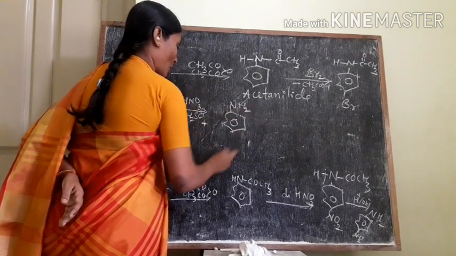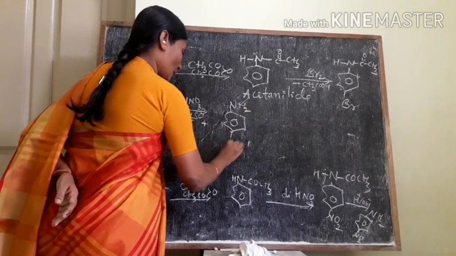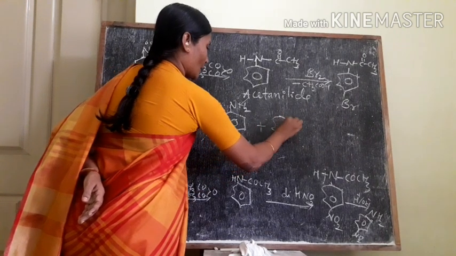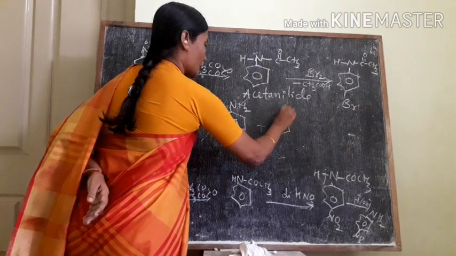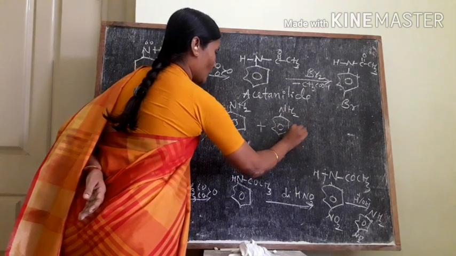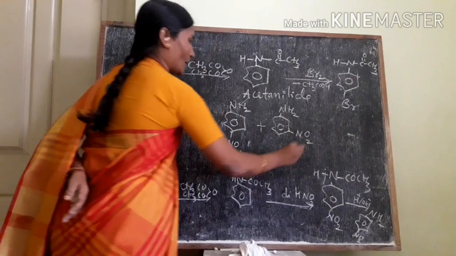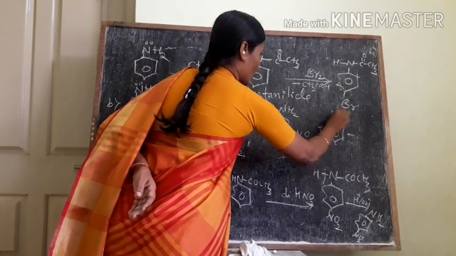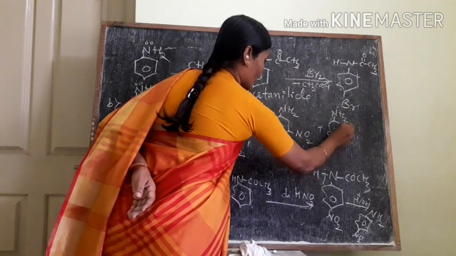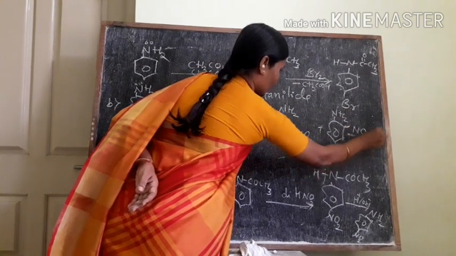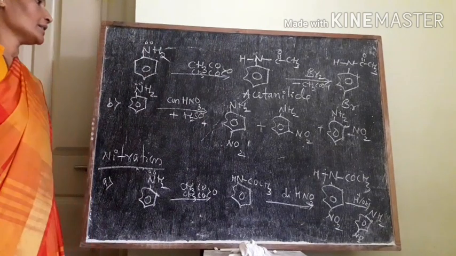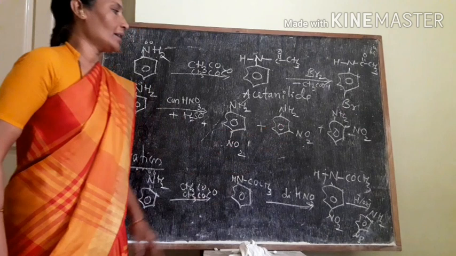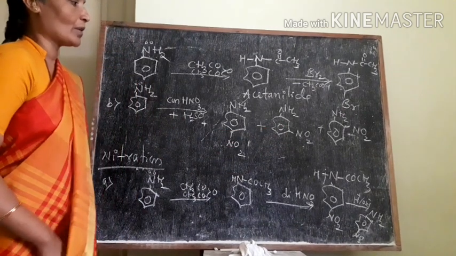NH2 with NO2 plus, another possibility is NH2 with NO2 at the meta position, and another possibility is NH2 and NO2. There one question arises definitely. The question is how this meta nitroaniline is formed.